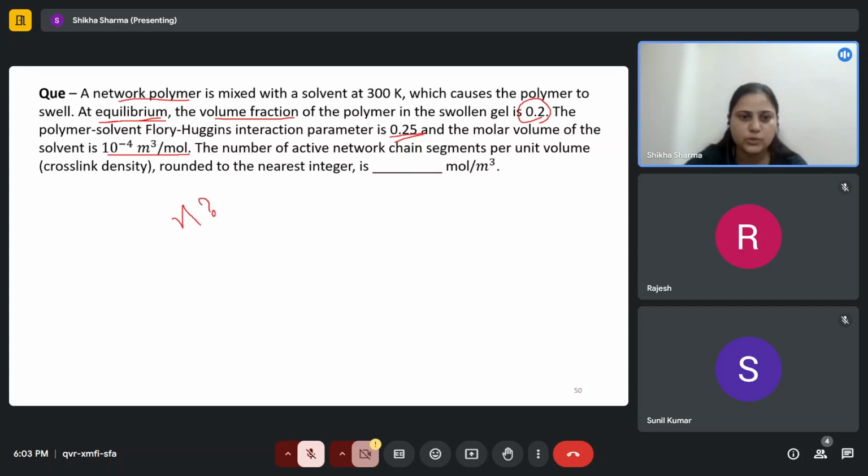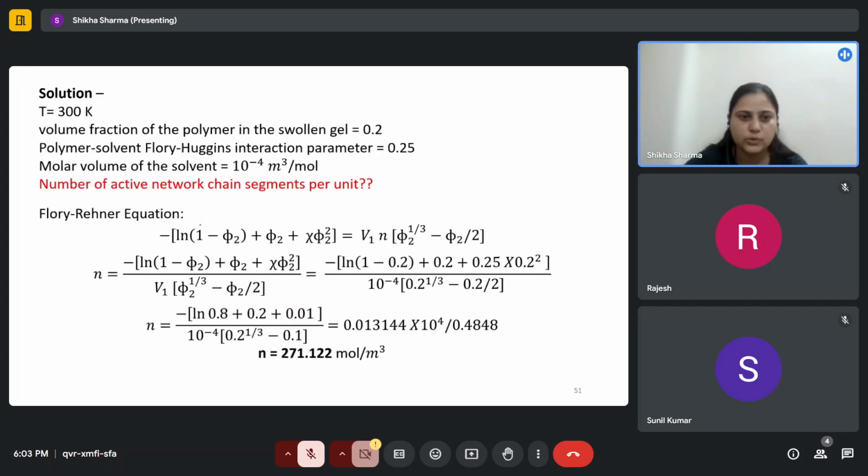We just discussed the Flory-Renner equation, and we can apply it: minus ln of 1 minus phi 2 plus phi 2 plus chi phi 2 squared equals V1 times N times phi 2 to the power 1 by 3 minus phi 2 divided by 2. From this we need to calculate N, the cross-linking density value. N is equal to minus ln of 1 minus phi 2.